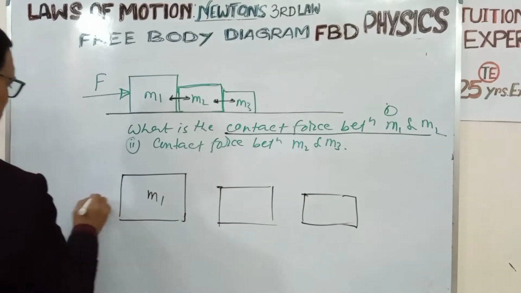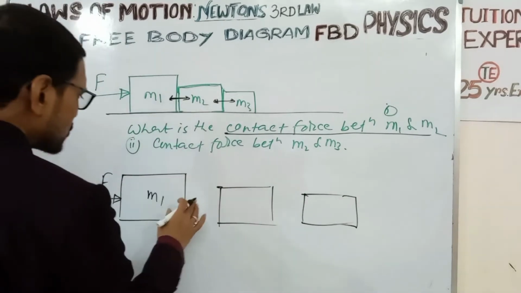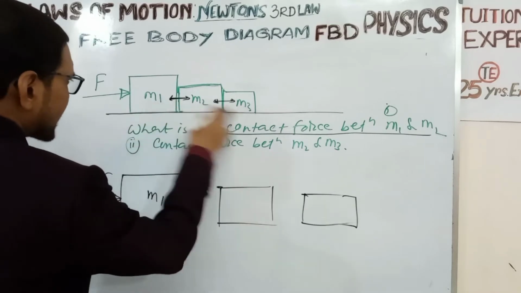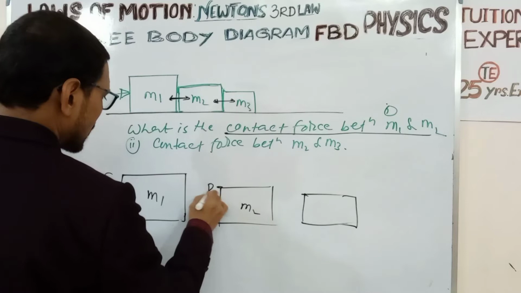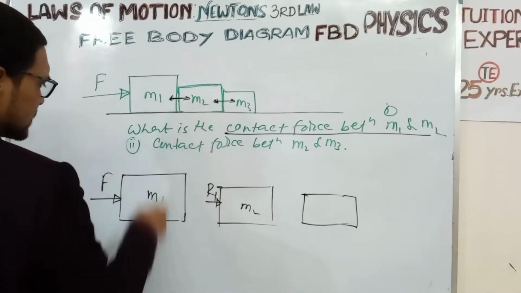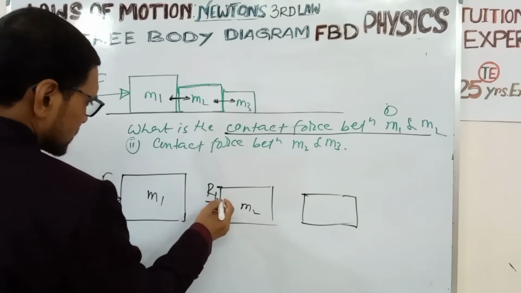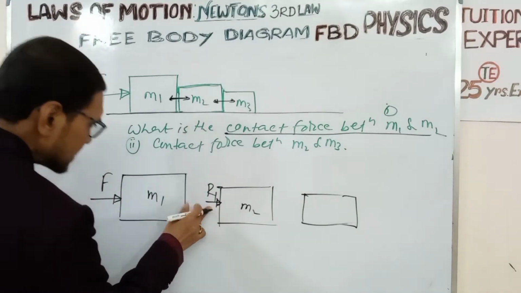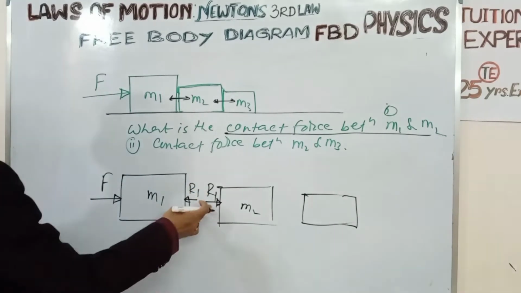Now this is m1 and this force is F. So here is a contact force. Suppose the body of mass m1 pushes the body of mass m2 by force r1. So this is action and this is reaction.